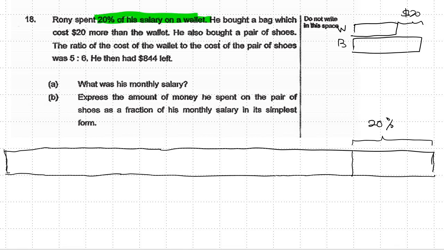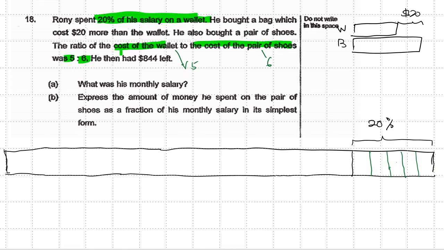So he also bought a pair of shoes. The cost of the shoes to the wallet is 5/6, in terms of the ratio. So now I know that the ratio of the wallet is 5, and the shoes is 6. That means I can cut this into 5 parts. 5 is the wallet, and the shoe's cost is 6.